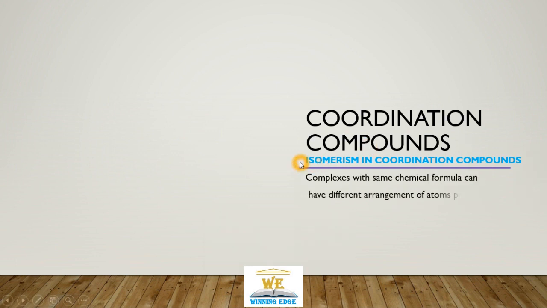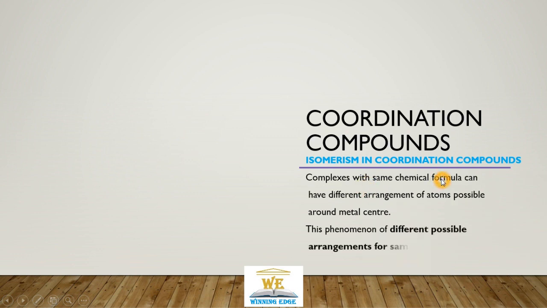Now, isomerism in coordination compounds. Complexes with the same chemical formula can have a different arrangement of atoms possible around the metal atom. This phenomenon of different possible arrangements for the same molecular formula is called isomerism. Compounds having the same molecular formula but different structures.